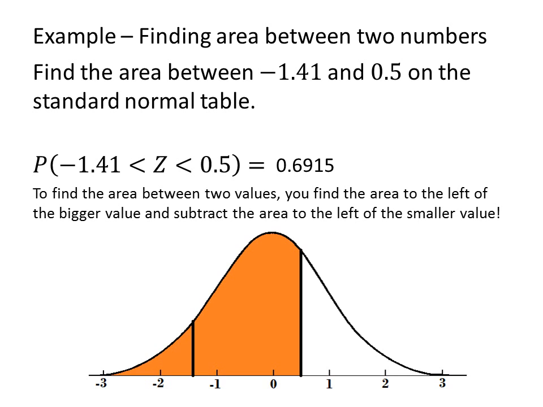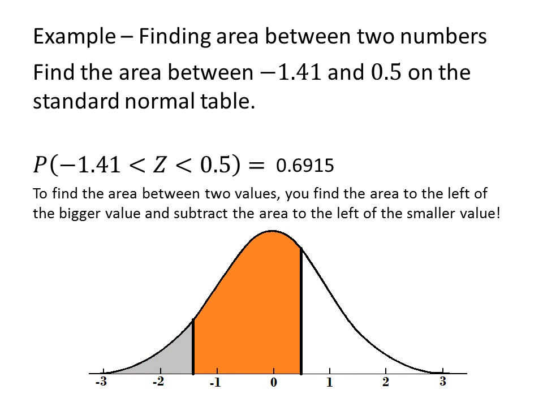The problem is we have this area to the left here that's kind of extra. We need to cut that out. So how big is that area? Well, that's simply the area to the left of negative 1.41. So if we look up negative 1.41 on the normal distribution table, we get 0.0793. We need to subtract that amount away. Subtracting those two leaves us with the area in between, which in this case is 0.6122.